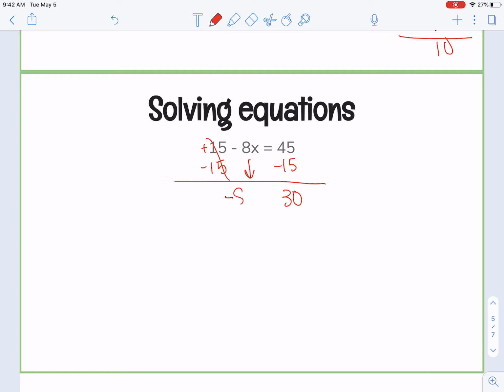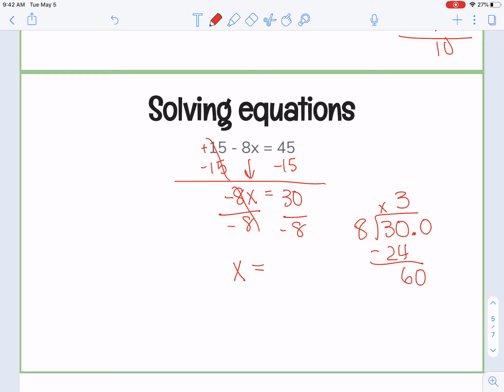Bring down the negative 8x because minus 8x is the same thing as negative 8x. And then we'll be able to divide both sides by negative 8. And then we can get x by itself. And then we can divide 30 by 8. Doesn't go into 3, but goes into 30 3 times. And then we can add a decimal. 8 goes into 60 7 times because 8 times 7 is 56. Bring down another 0. 8 goes into 40 equally 5 times. And that concludes our division. And our answer is going to be 3.75.